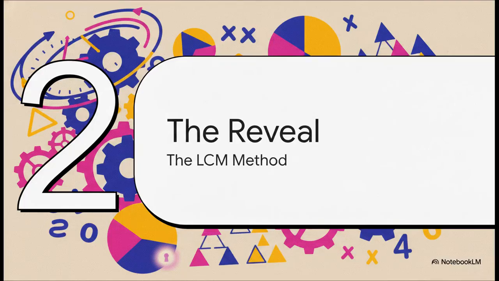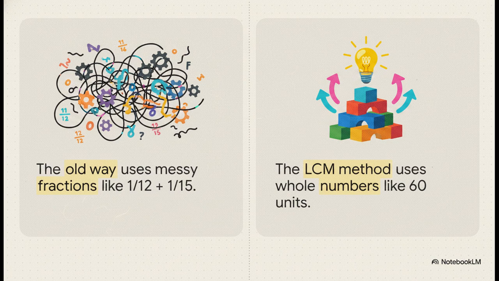All right, moving to section 2, the reveal, the completely game-changing LCM method. Just look at this stark contrast here. On one side, you have the old, ugly textbook way that forces you to juggle these incredibly messy fractions. Say person A takes 12 days and person B takes 15 days to finish a job. Traditional math makes you calculate 1/12 plus 1/15. It's just a recipe for silly calculation errors, and it slows you way down.